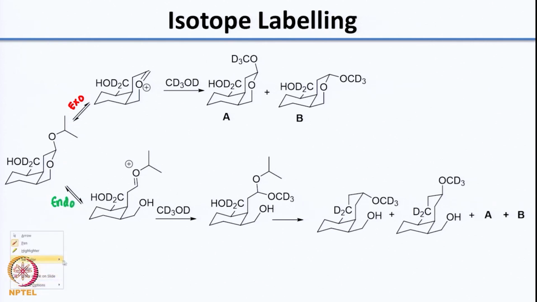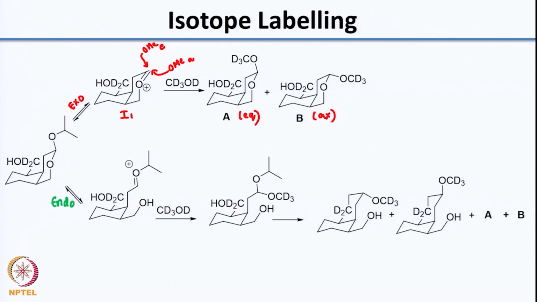And in the case of exocyclic, you have intermediate 1. Again intermediate 1 can lead to two products, either the equatorial one which will come from the equatorial side, so that would be the equatorial, or you can have it come from this side which would be the OMe, which is axial. So you get product A and B. A comes from the equatorial attack and B comes from the axial attack.